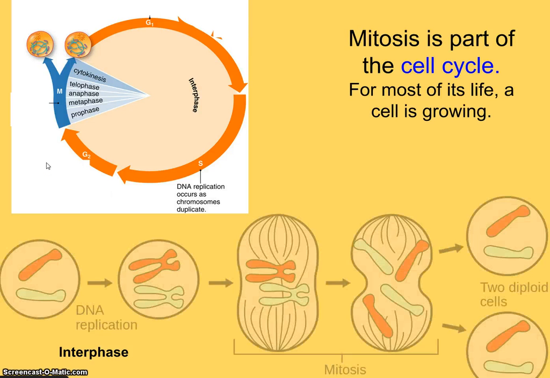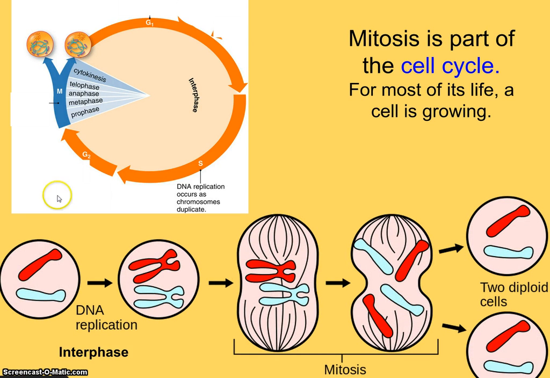You can also think about it like this, where the cell kind of hangs out. It's got all of its chromosomes, and as the DNA starts to replicate, this is called interphase. When the DNA replicates or makes a copy of itself, replicate means the same as duplicate. And then we have the process of mitosis happening over here: prophase, metaphase, anaphase, and telophase.